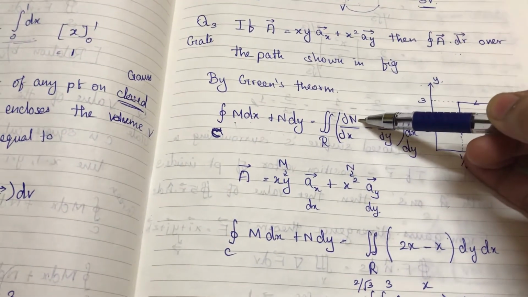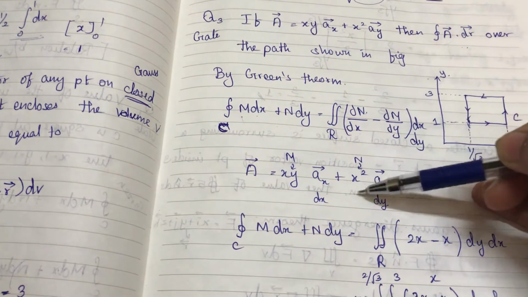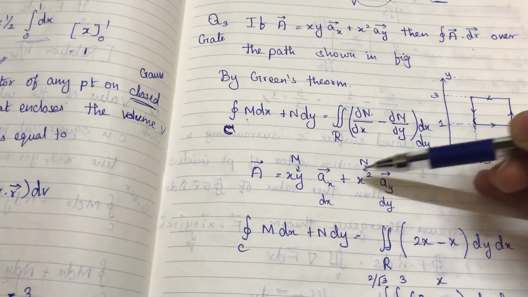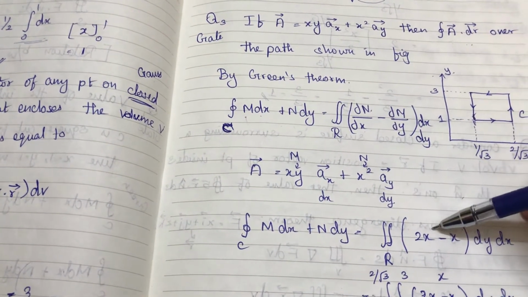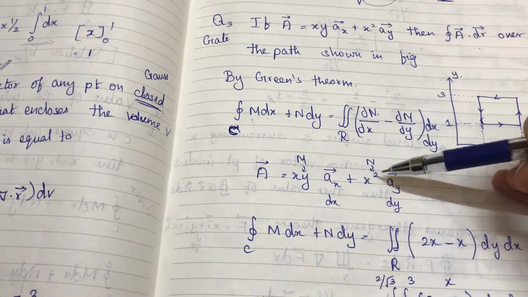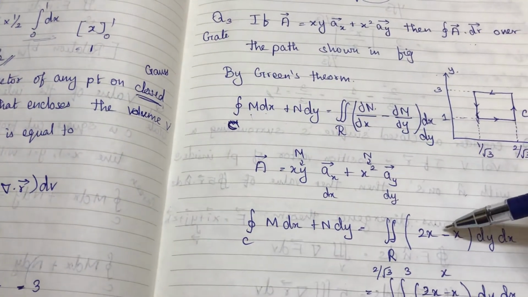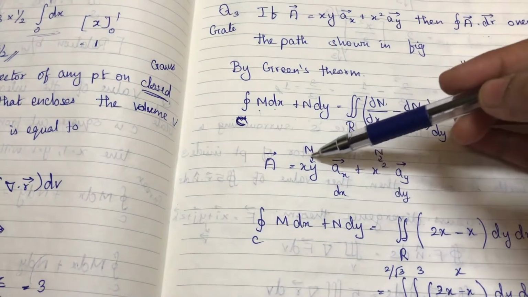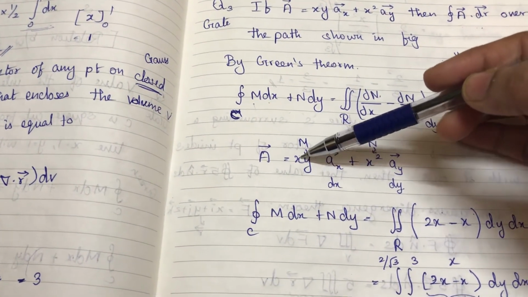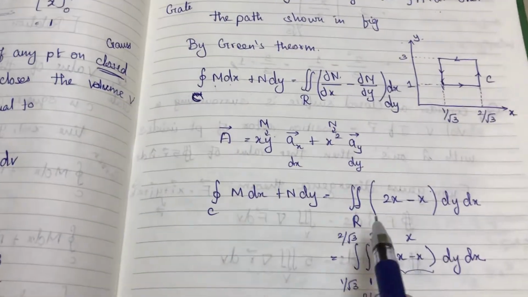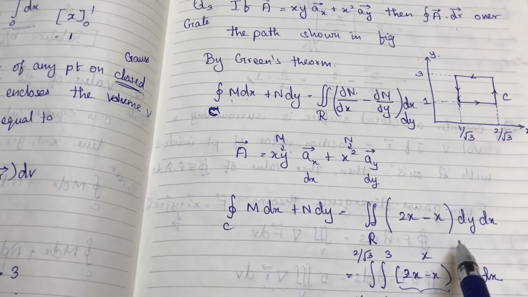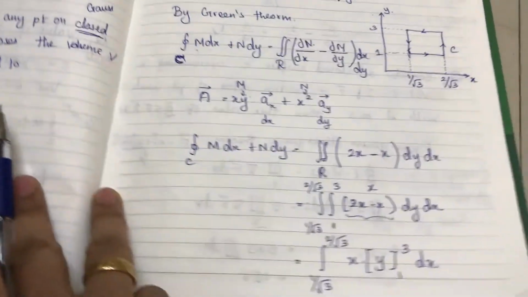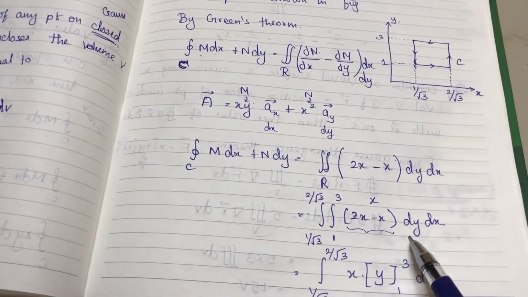So n with respect to x, this is n. With respect to x means x square. Bring the power before and minus 1 in the power. So 2x. And then here with respect to y, right? So xy with respect to y means only x will come. So 2x minus x into dy dx. So the terms.